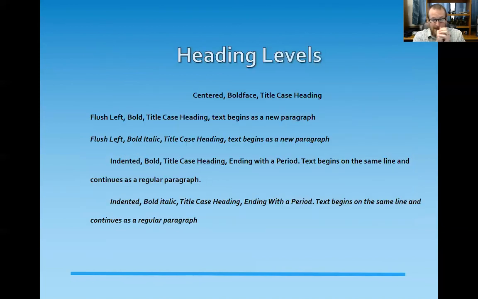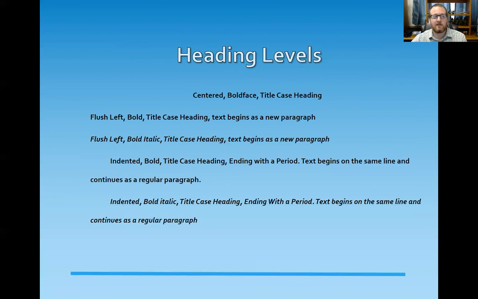Now, as you're writing in APA style, you're probably going to have headings. Now, good news is, odds are you're not going to get beyond the second or third level of headings. But just in case you do, this is how they actually look in practice. First level headings, which is going to be the title of your paper, centered, boldface, and title case heading. Second level headings are going to be flush to the left, bold, title case, and the text begins as a new paragraph. Third level headings look the same, only they're in italics instead.